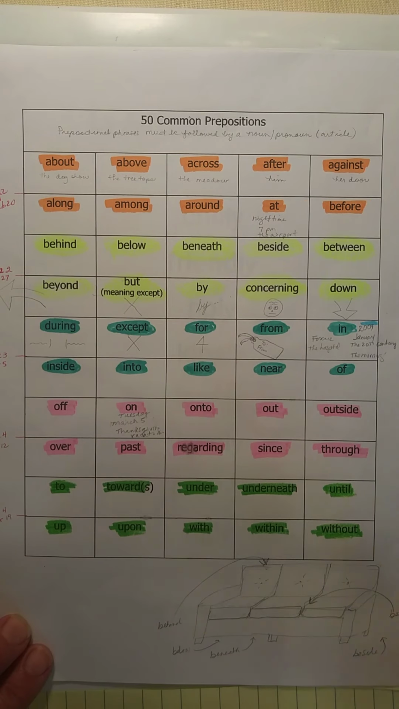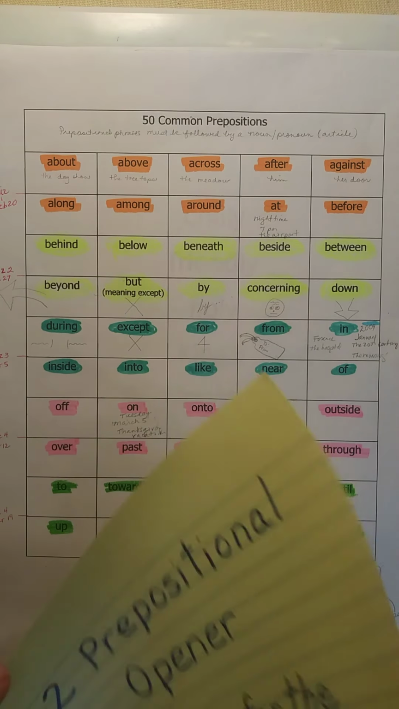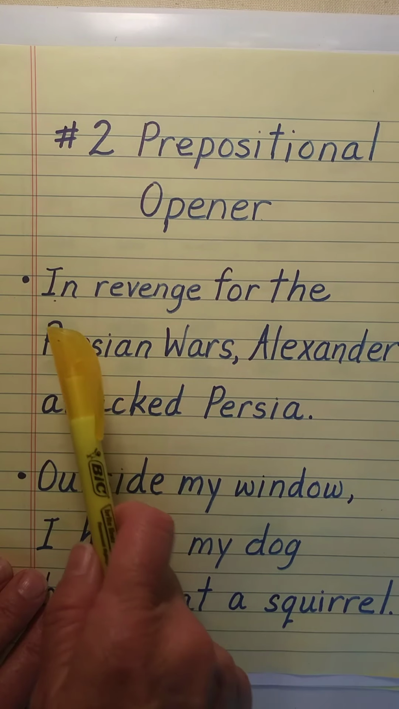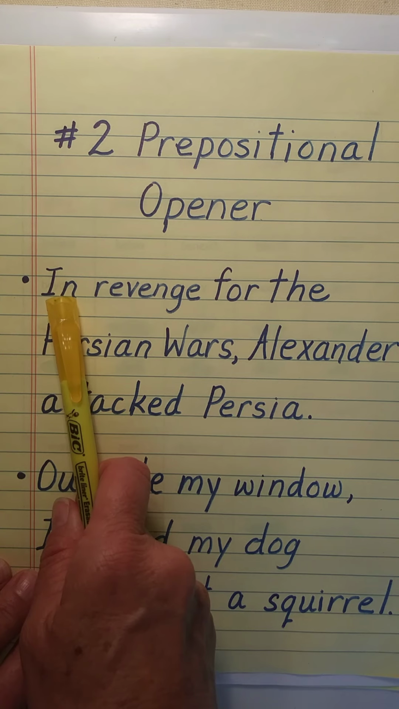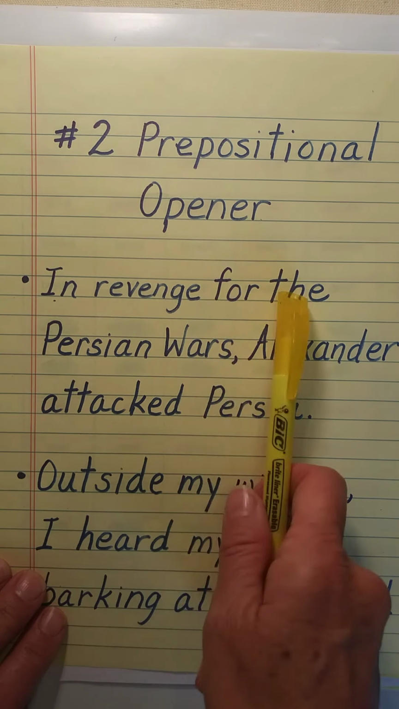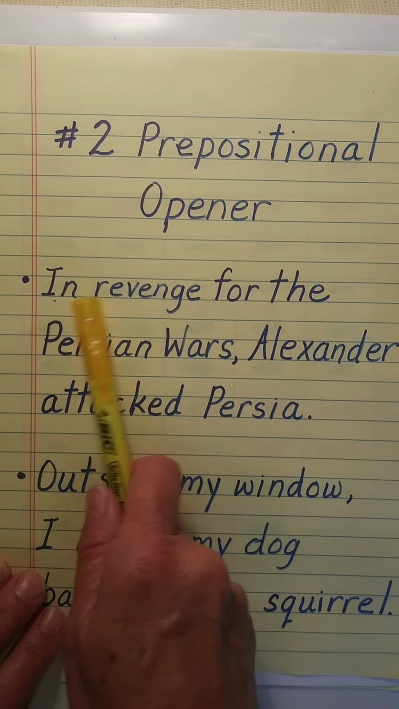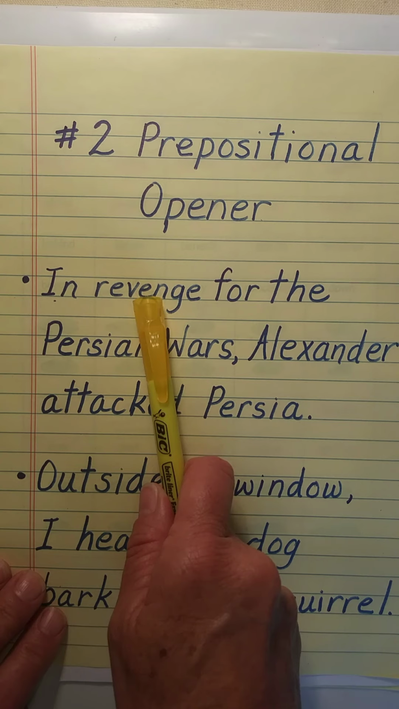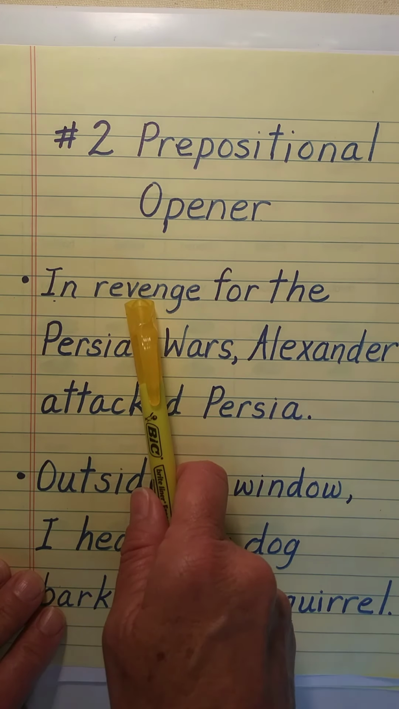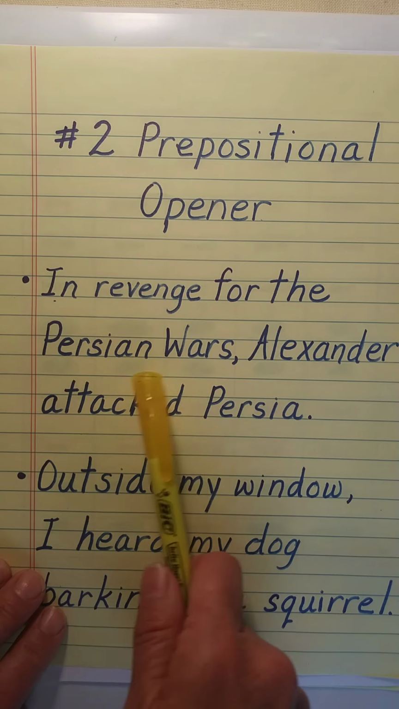Okay, so when you make a prepositional phrase that you'll use in your prepositional opener, the preposition always has to be followed by a noun. Okay, in what? In revenge for the Persian Wars. This is the prepositional phrase. Okay, in revenge. Revenge is a noun. Prepositions always have to be followed by a noun or a pronoun. But here's an example. In revenge for the Persian Wars, Alexander attacked Persia.